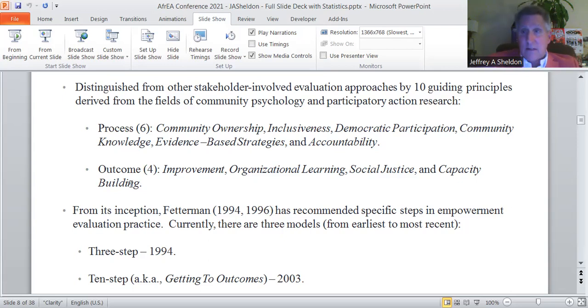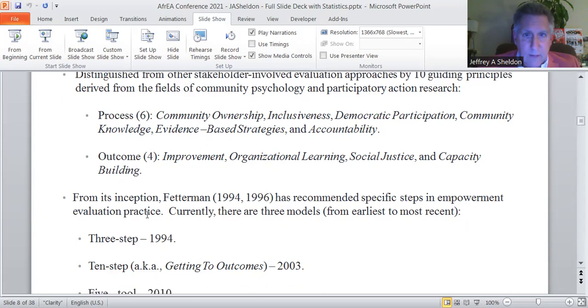Then there's, again, this idea of social justice. The outcome of empowerment evaluation is social justice. You're running people through this evaluation process so that they can influence social policy. And then, of course, capacity building. Like we talked about, one of the outcomes of going through an evaluation process is that you're developing knowledge about evaluation, and you're developing skills, which is all about capacity. When you have knowledge and skills, you have capacity.